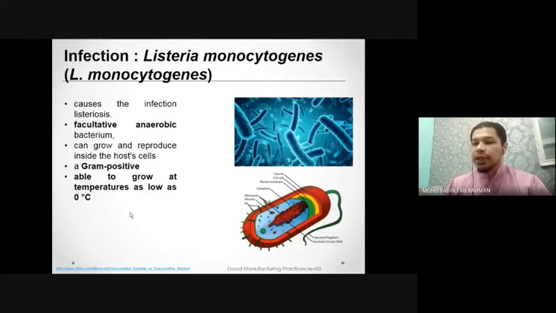It can grow and reproduce inside the host cell. It is a gram-positive bacteria, so it's different compared to Salmonella. Salmonella is gram-negative. And this Listeria monocytogenes is able to grow at temperatures as low as 0 degrees Celsius. Okay, it can grow at chilling temperature.